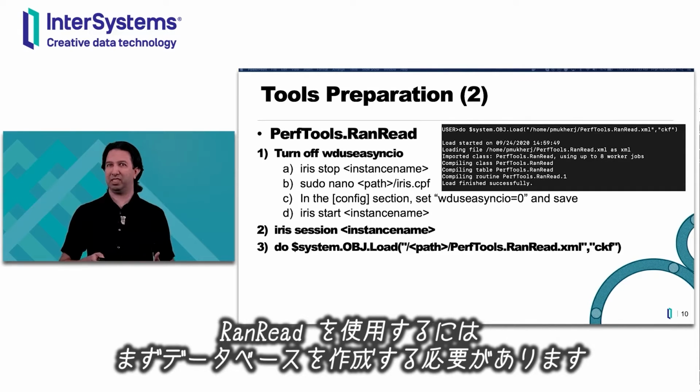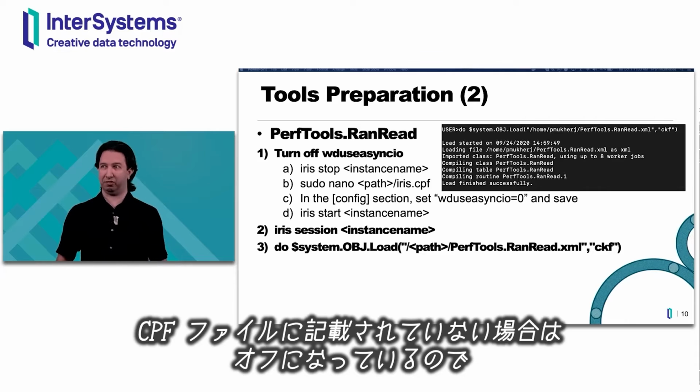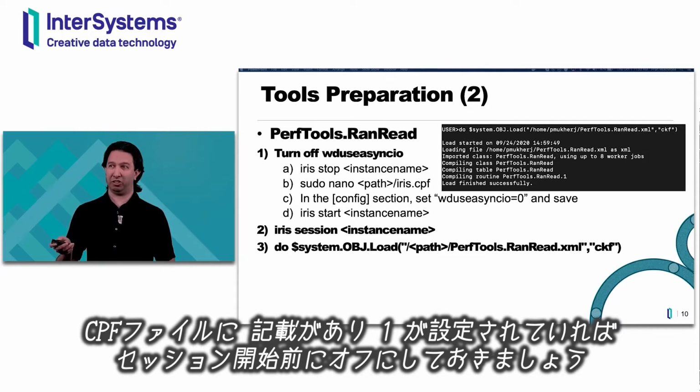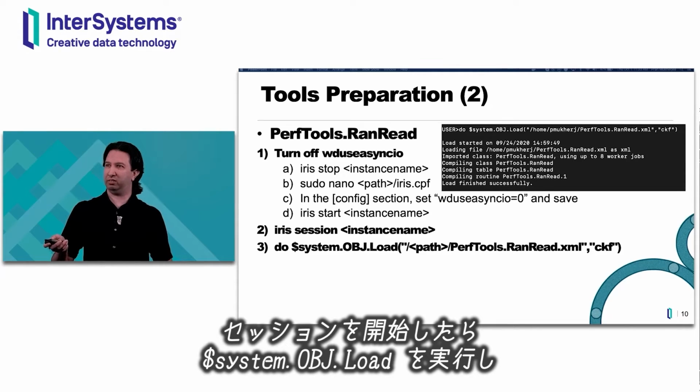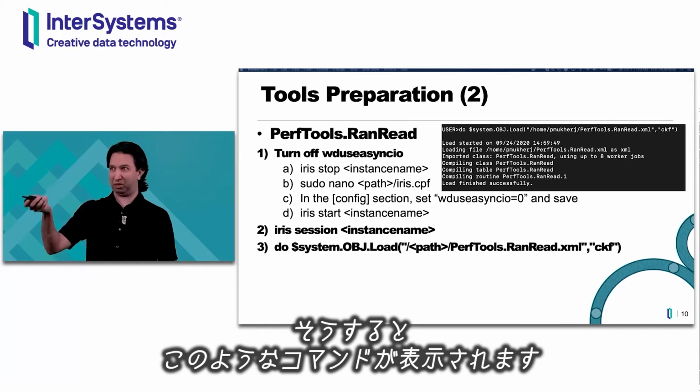To prep your system for ranread, you need to first create the database, and to do that, you want to have WDU sync IO off. By default, it's off. So if there's nothing listed in your iris.cpf file, it's off, and you don't need to do step 1. If it's in your iris.cpf file and set to 1, you're going to want to turn it off before you start up your session. Once you start your session, do the system object load, and for whatever path you've saved the ranread tool to, just load it up. And that's what the command would look like.